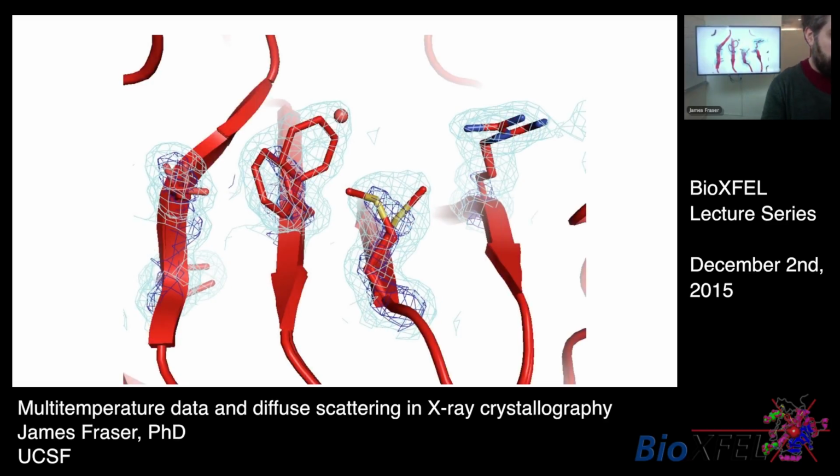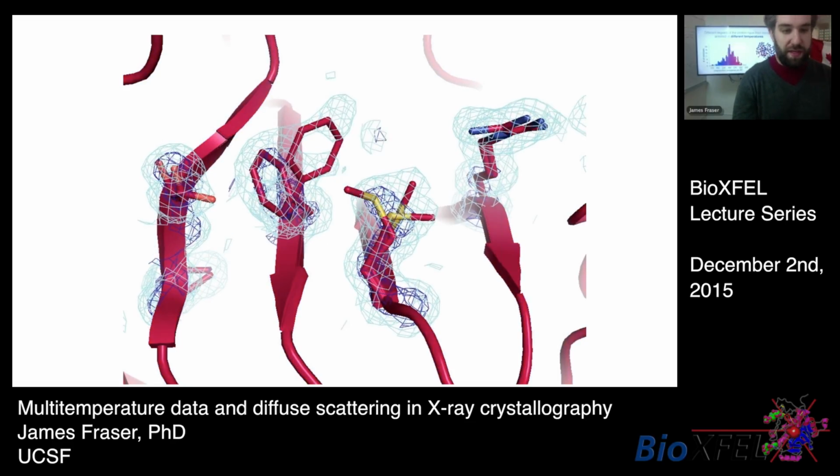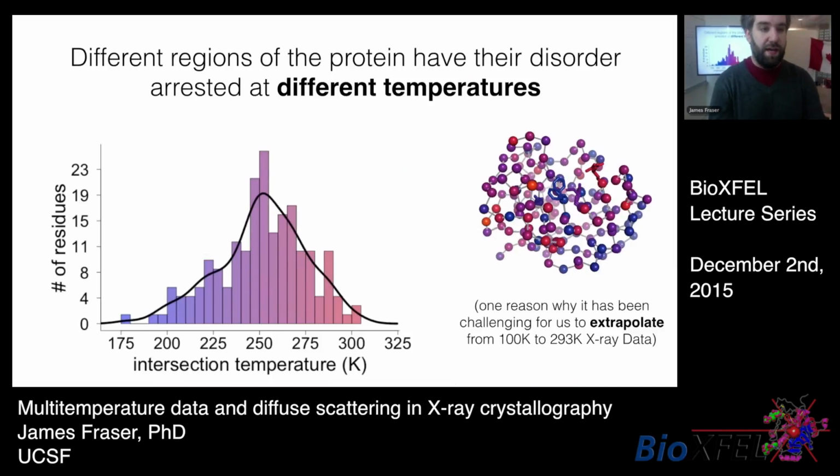And so, to skip over a whole series of work, one of the things that this has told us is that different regions of the protein have their disorder arrested at different effective temperatures. And this is quite surprising to us because previously we had been looking only at 100 Kelvin and room temperature data.